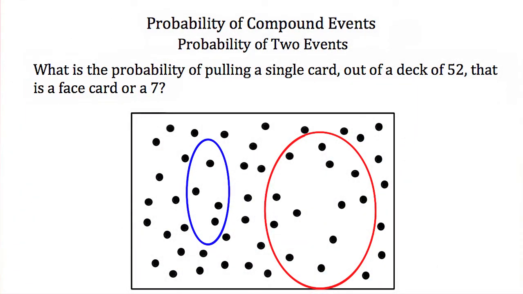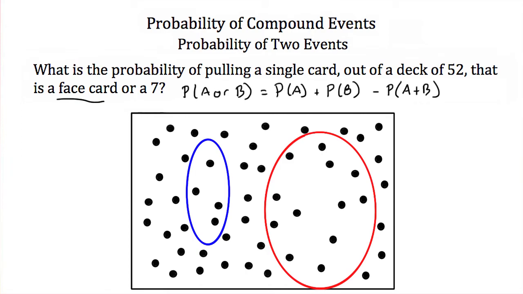So now let's try finding the probability of some disjoint or mutually exclusive events. What is the probability of pulling a single card out of a deck of 52 that is a face card or a 7? Well, once again, we can use our formula. The probability of A or B, that's equal to the probability of A plus the probability of B minus the probability of both A and B happening. Let's say that event A is pulling a face card. So this is event A.